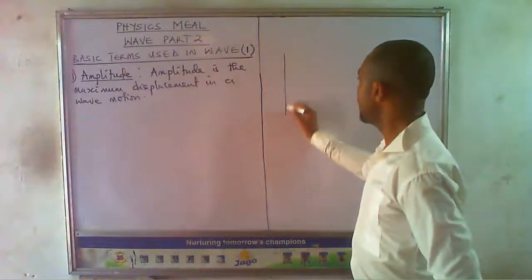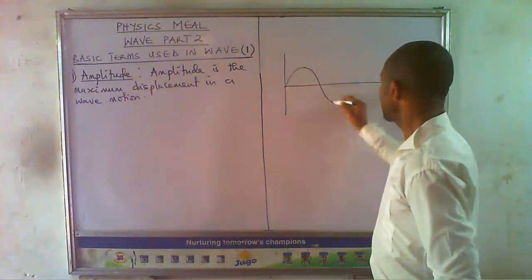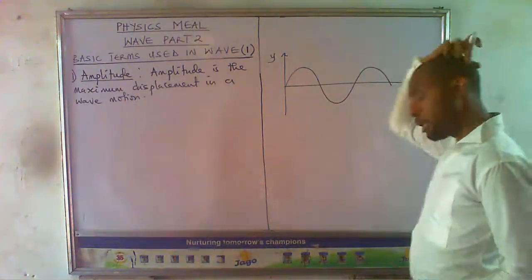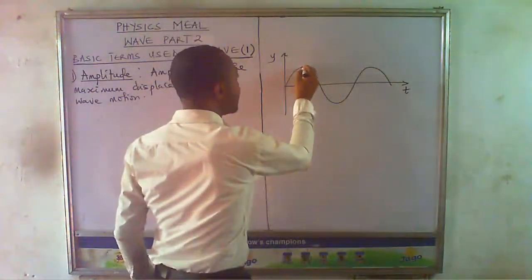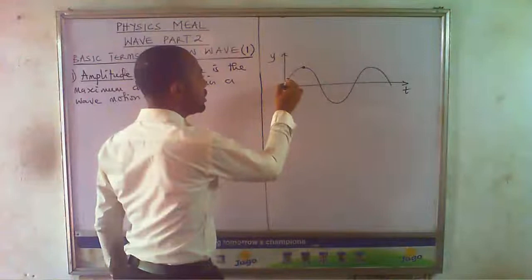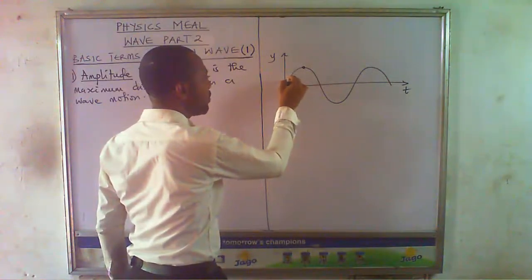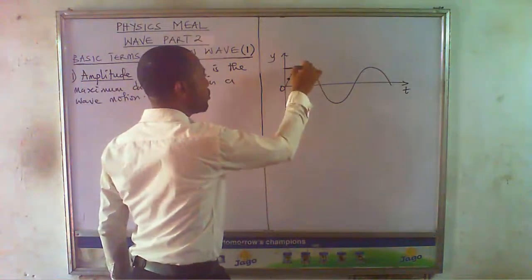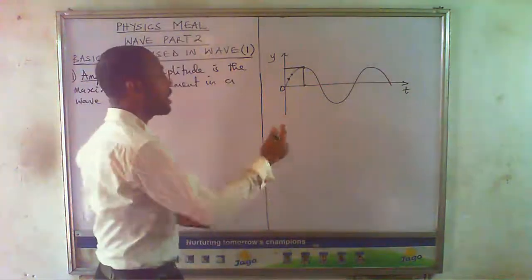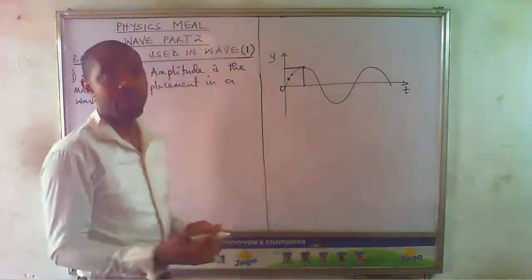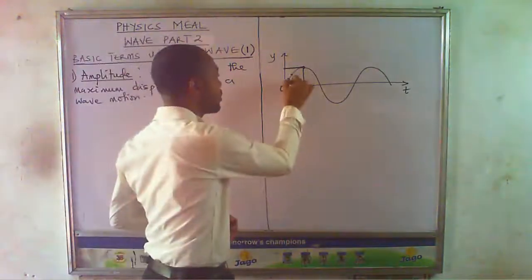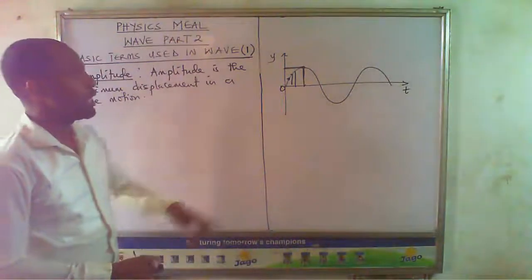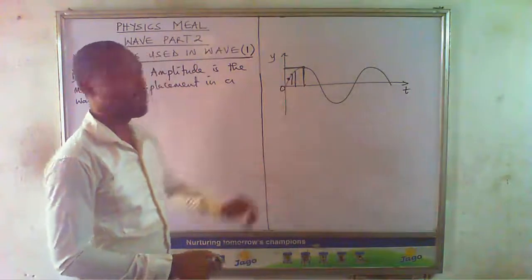Let's take, for example, the graph of displacement against time. If you look at this, this is the highest displacement. This is the origin. The particle has been displaced. There is displacement, but this is the highest displacement, from here to here. That highest, or maximum, displacement is what we call amplitude. These other ones are just displacement, but this is the highest displacement in this wave motion. So that highest displacement is the amplitude.